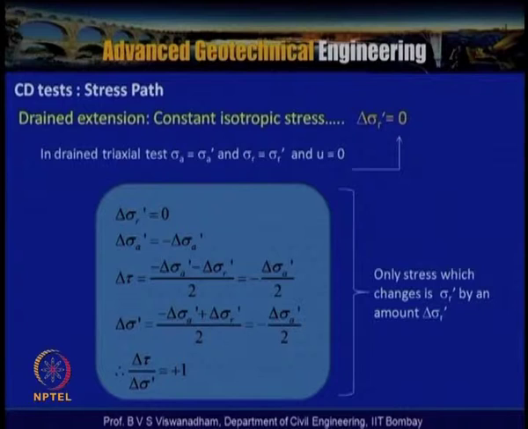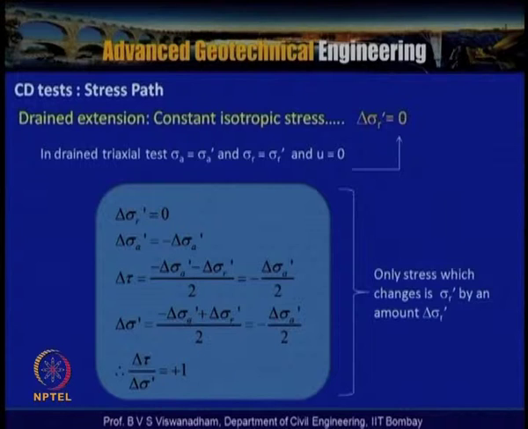Now drained extension, with constant isotropic stress where delta sigma R dash is equal to 0. In the drained triaxial test, sigma A is equal to sigma A dash, sigma R is equal to sigma R dash, and U is equal to 0. So here the only stress which changes is sigma A dash, by an amount delta sigma A dash, and delta tau is equal to minus delta sigma A dash minus delta sigma R dash by 2.